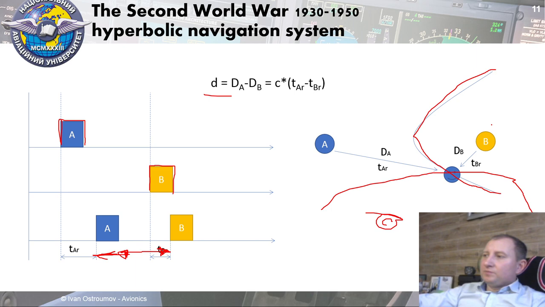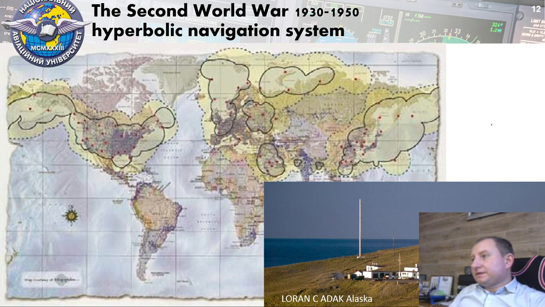And during the Second World War, different countries tried to develop their own hyperbolic navigation chains or networks. And after the Second World War, the first LORAN hyperbolic navigation system was formed, which connects different ground stations in one network. And here you can see the map of LORAN sea coverage, within which precise coordinates of aircraft or vessel location can be measured. And also a LORAN sea ground station in Alaska. Here.